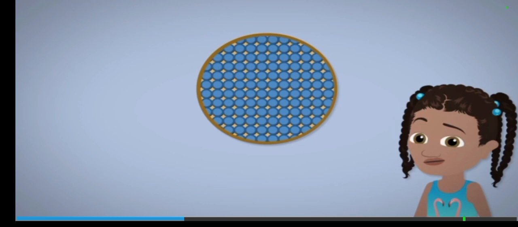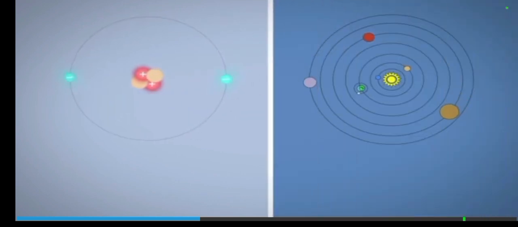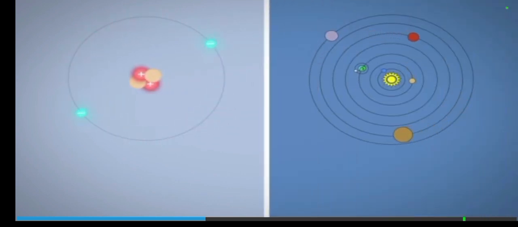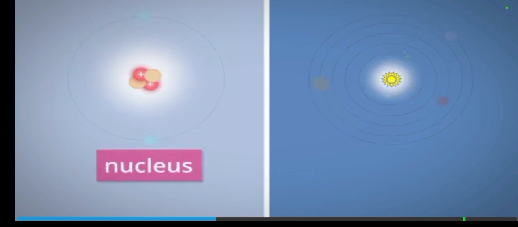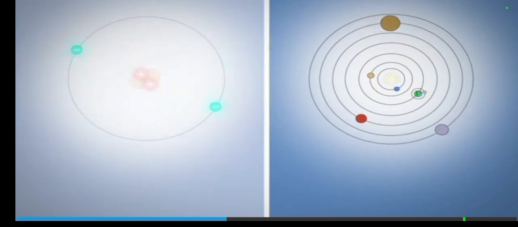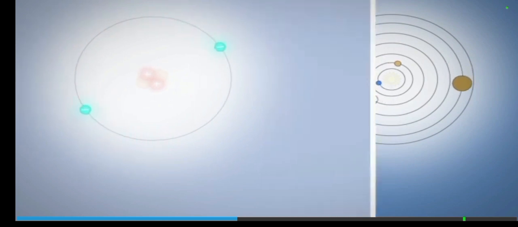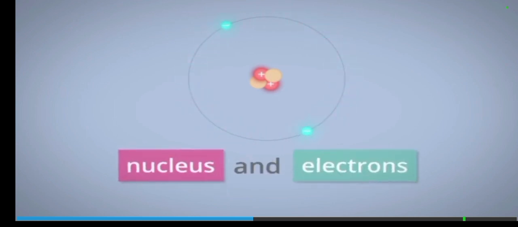Wow! Are all these atoms the same? Well, yes and no. All atoms have the same parts. You can think of a single atom as a tiny solar system with the sun in the middle and planets going around it. Instead of the sun, an atom has a nucleus at the center. And instead of the planets, there are extremely small particles that rotate and spin around the nucleus. These are the electrons.